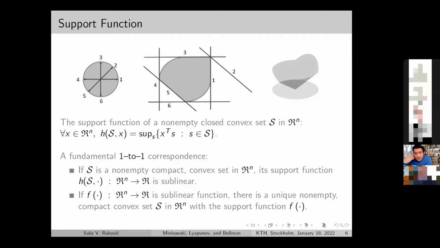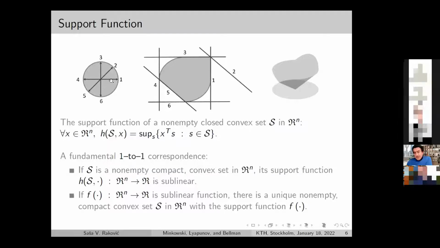The other function, which is equally important, is the support function. Now, the support function is also interesting in the sense that it is given by a supremum of x transpose s over s in S, where S is defined as a non-empty closed convex set in Rn. If you look at the directions on the unit sphere, you take any direction and you find the maximum, and you obtain the supporting hyperplane to the set.